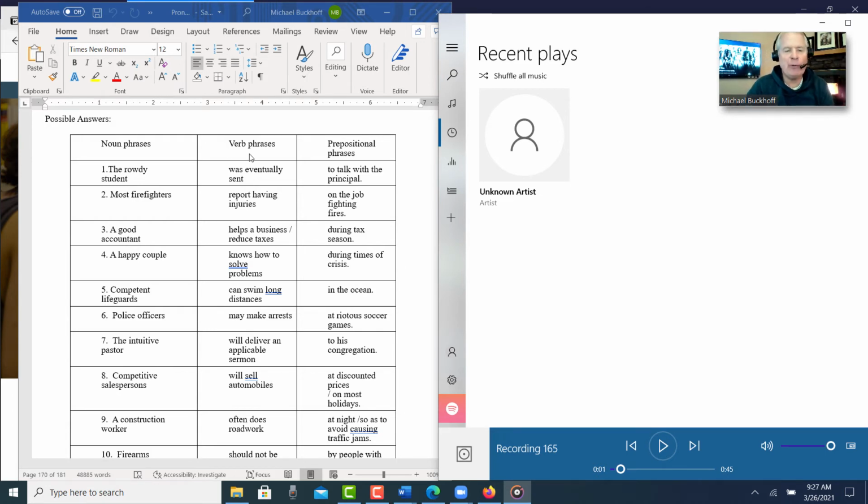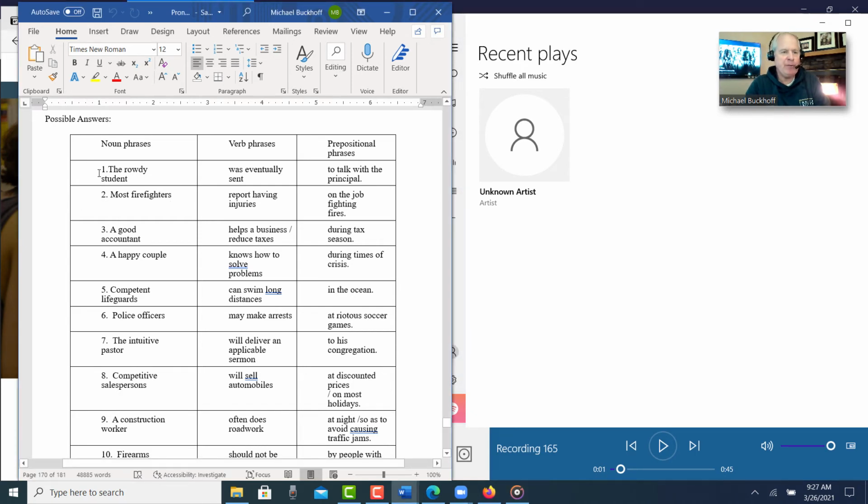So that's kind of how I would read those. Now, eventually, because these sentences are relatively short, you can probably combine the first two thought groups here. Then you can say, the rowdy student was eventually sent to talk with the principal. Or, most firefighters report having injuries on the job fighting fires. A good accountant helps a business reduce taxes during tax season. Or, a happy couple knows how to solve problems during times of crisis.